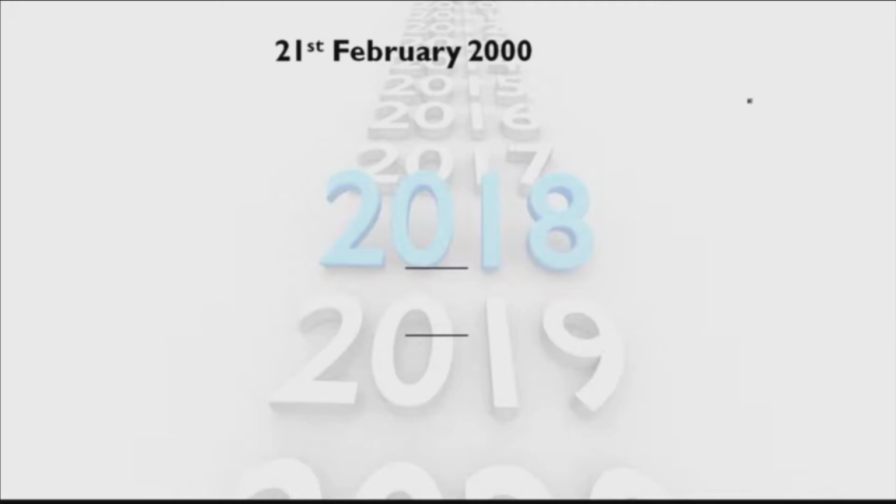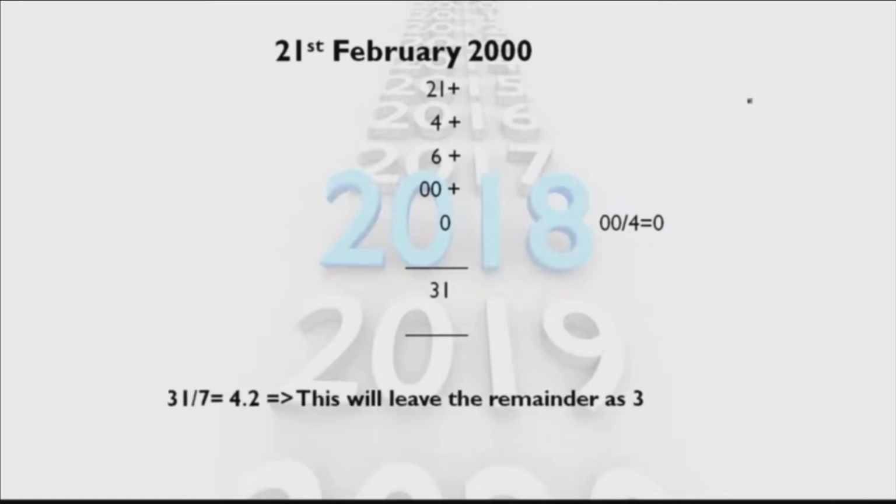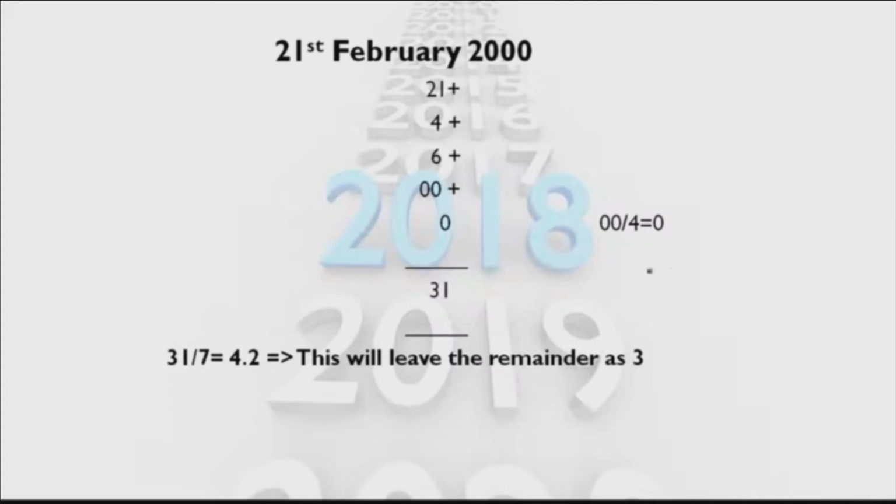Yes. So I write 21 first. February month code is 4. Then 2000 code is 6. Then I have last two digits, which is 0 and 0. So 0 by 4 would give me 0. Okay, I have the combination of answers here: Saturday, Monday, Tuesday. Okay, let's see. So 00 by 4 is nothing but 0. When I add this up, I get 31. So 31 by 7 will give me the remainder to be 3.